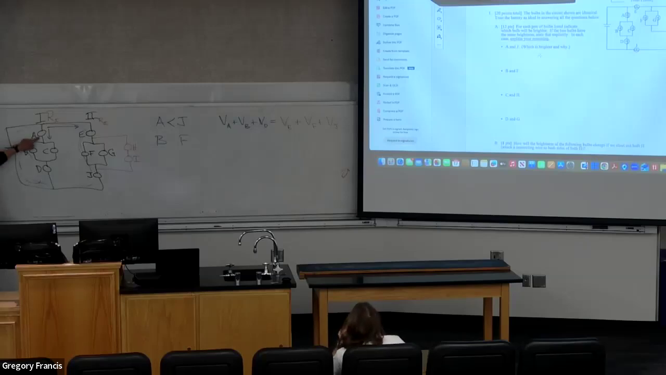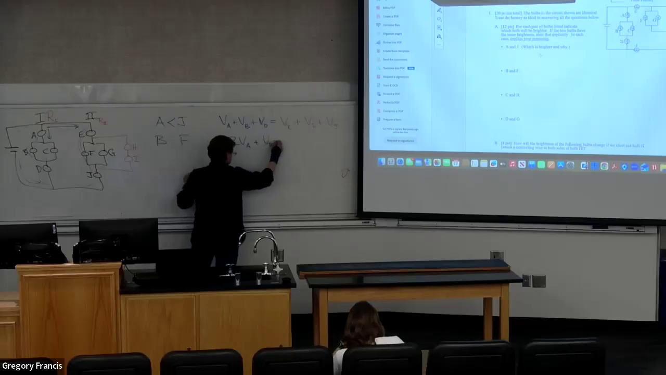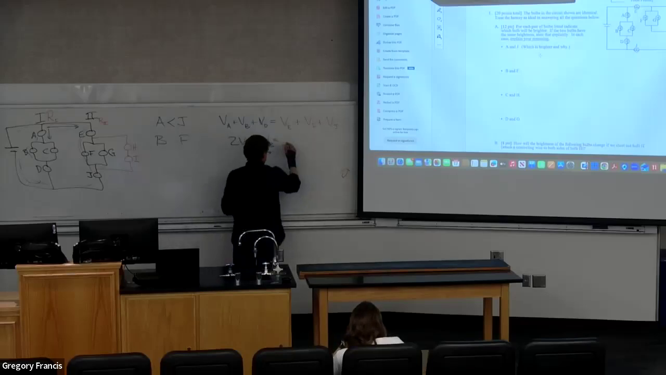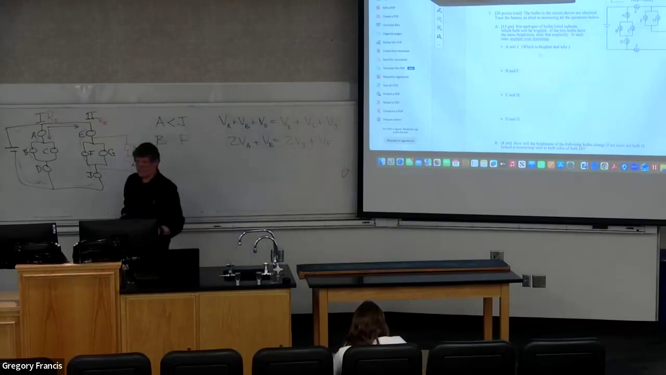How would you compare the brightness of bulb A to the brightness of bulb D? Yeah, they're in series. Everything that goes through A has to go through D. Likewise, everything that goes through E has to go through J. So these two are the same brightness and these two are the same brightness. So I can rewrite this as 2VA plus VB is equal to 2VJ plus VF. Everyone see what I did there?